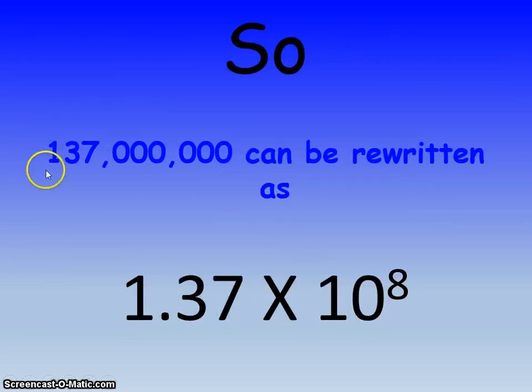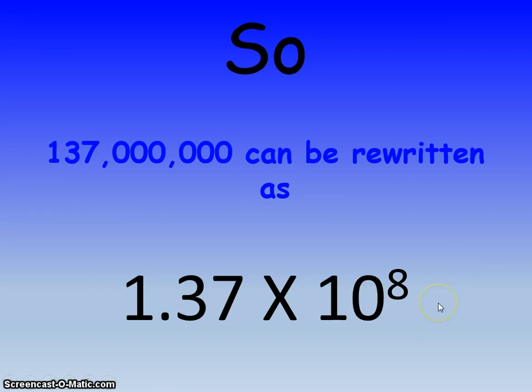So we can take this large number here, 137 million, and write it as 1.37 times 10 to the 8th. Now before we get into, okay, do I move the decimal left or right, I think that's the way I learned it. You just kind of memorize which direction and whether I'm going to use a positive or negative exponent.